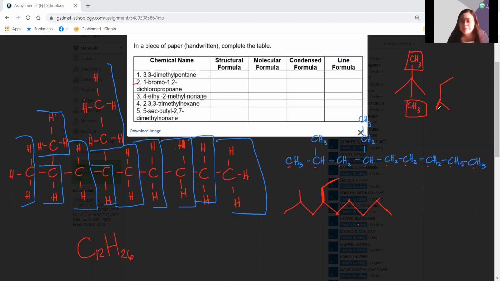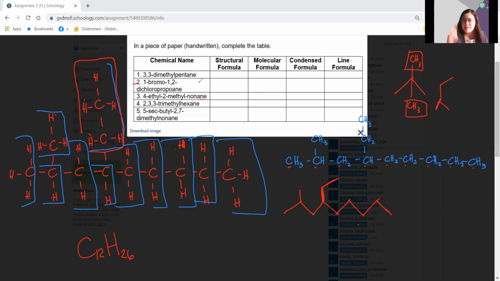Yes, Jerna? Ma'am, bakit po dalawa yung carbon dito sa ethyl, ma'am? Sa structural formula po. Sa kane? This one? Opo, ma'am. Ethyl kasi siya, di ba? Pag sinabing ethyl, dalawang carbon. Take note yung tinuro ko sa inyo na prefixes.